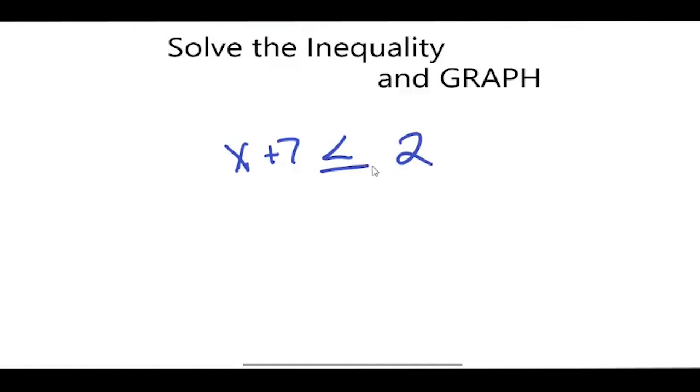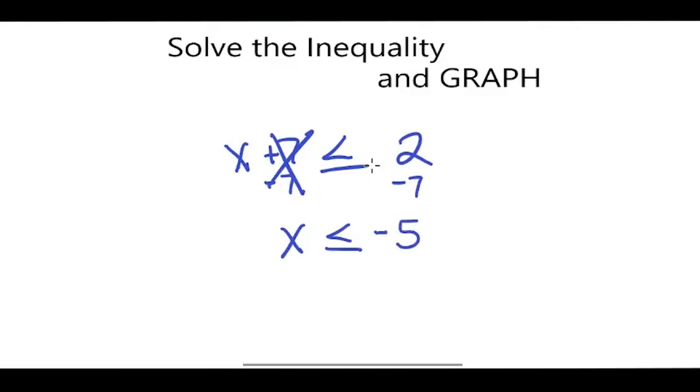Hello again. Today I'm going to solve this inequality and graph it on a line. So let's say I have x plus 7 is less than or equal to 2. Well, I want to solve for x, so it means I want x to be by itself. So what I'll do is I'll subtract 7. These 7's cancel and I'm left with x is less than or equal to negative 5.